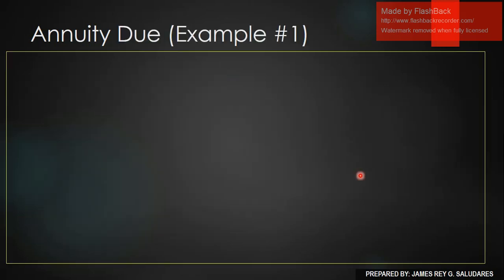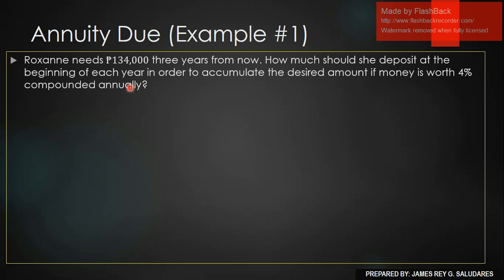Okay, sample number 1. Roxanne needs 134,000 pesos 3 years from now. This is the future value. How much should she deposit at the beginning of each year in order to accumulate the desired amount if the money is worth 4% compounded annually? Notice it did not mention annuity due, but it mentioned that her deposit is to be made at the beginning of each year. So clearly that falls under the annuity due.